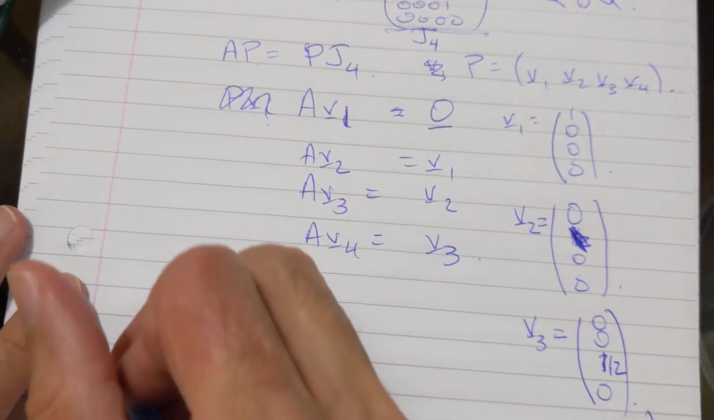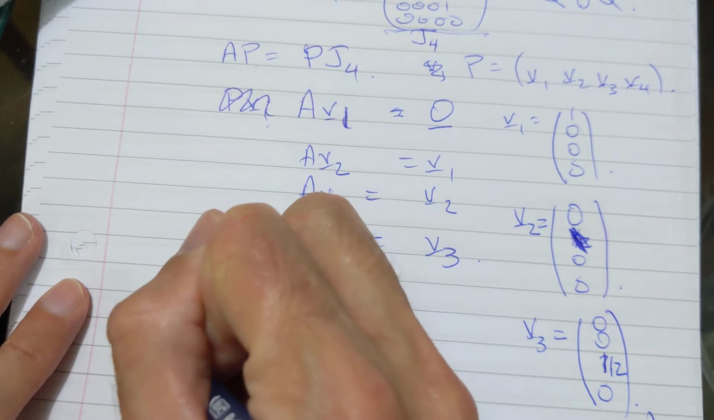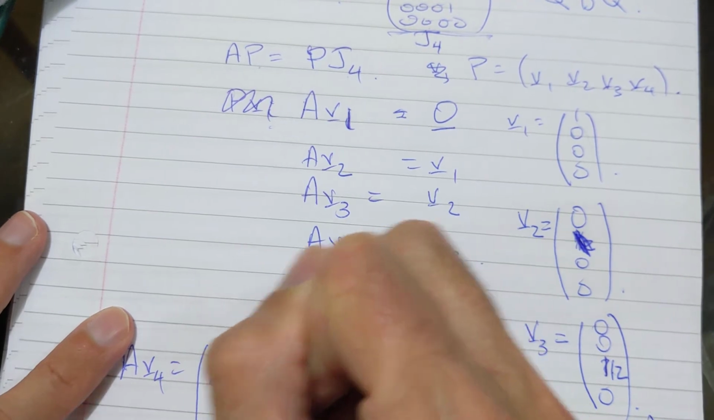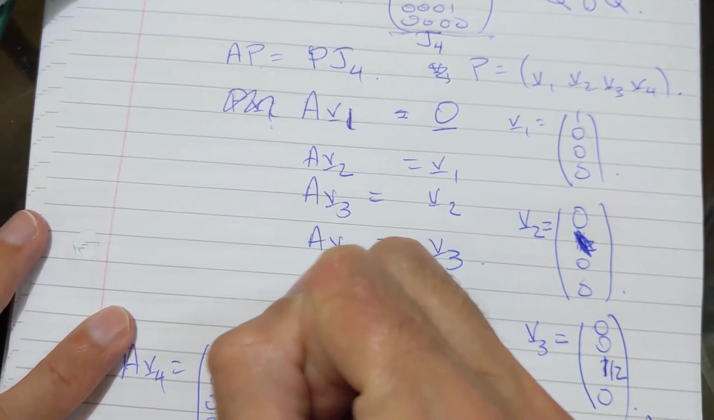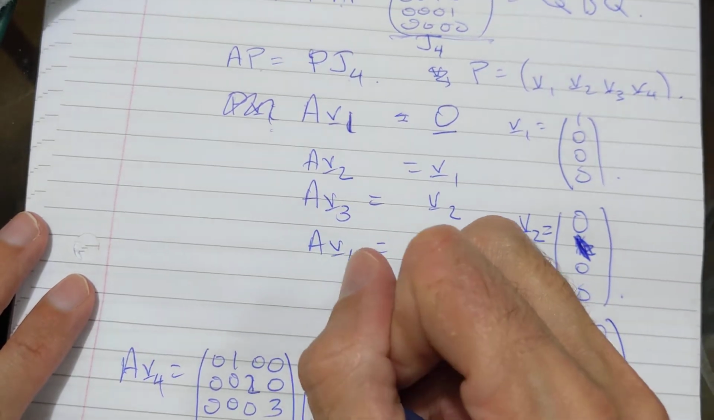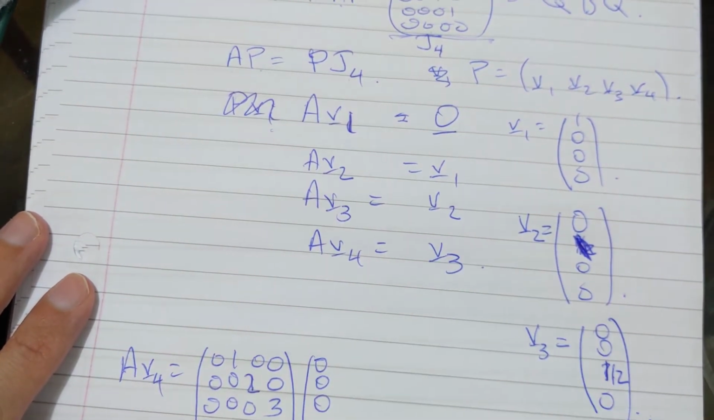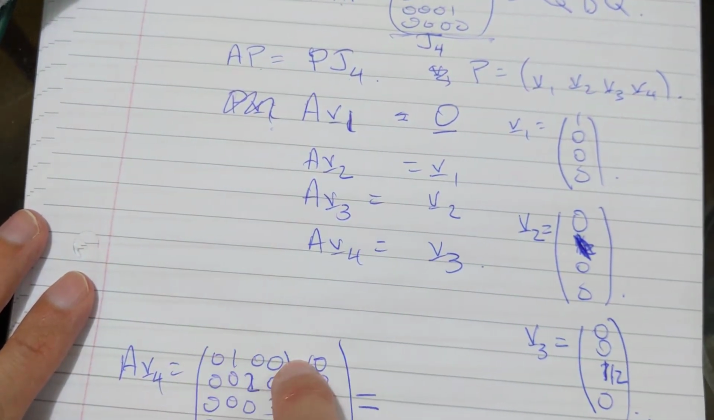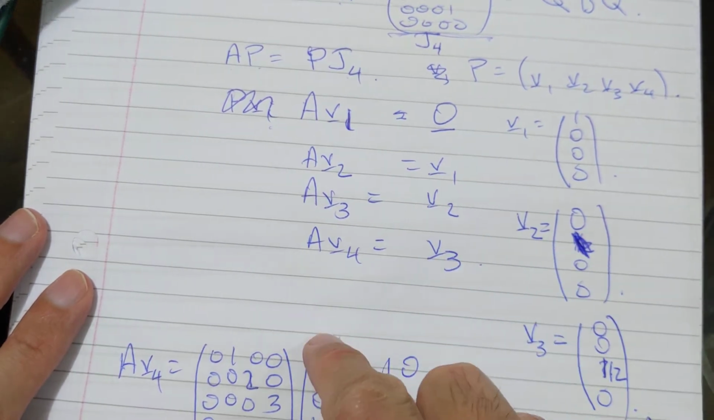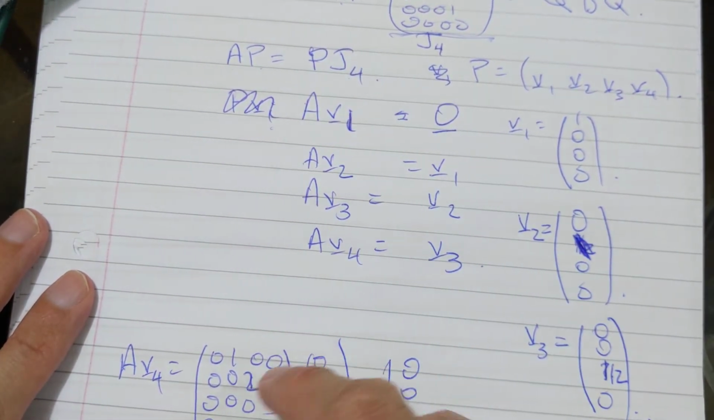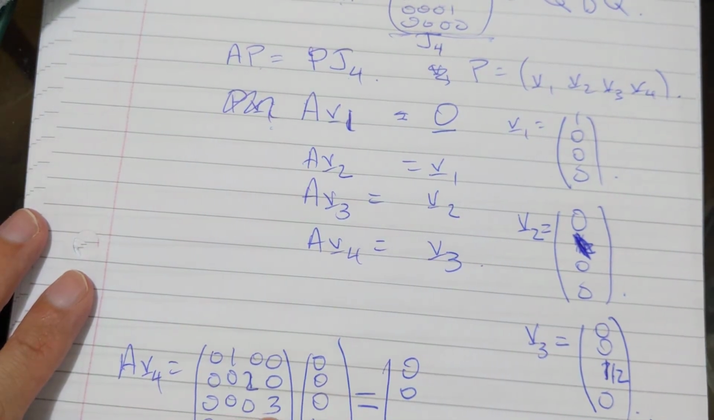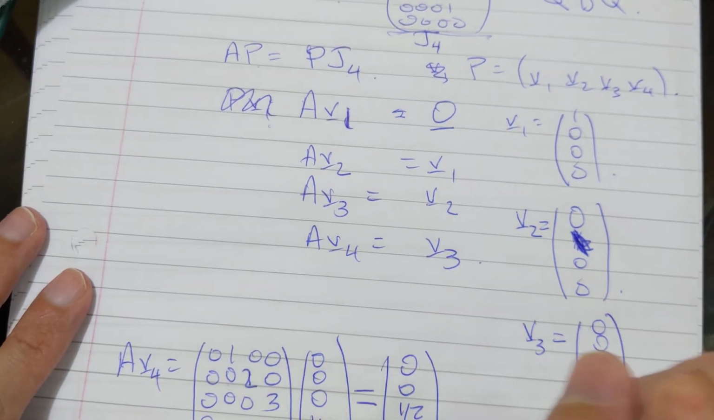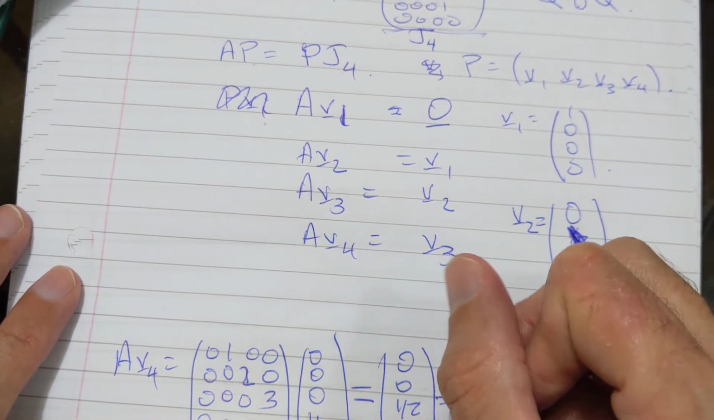Okay, now let's check A times V4. It's A times V4, which is 0, 0, 0, 1/6. When I take this column and multiply it with the first row, I get 0. This column times the second row gives me 0. This column times the third row gives me 0 plus 0 plus 3/6, so it gives me a half. And this column times the last row is 0. In other words, I get V3.